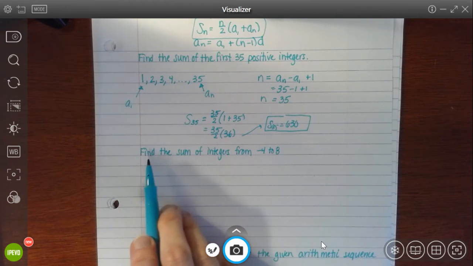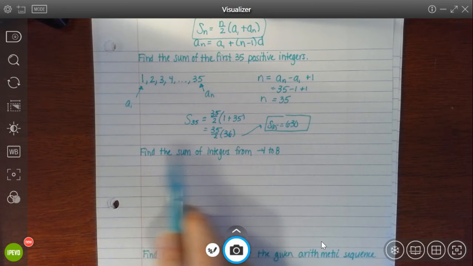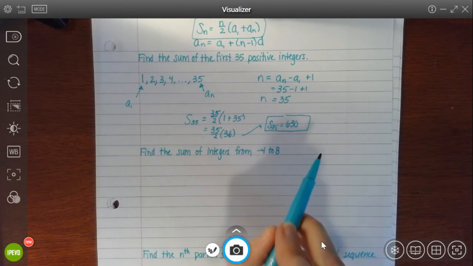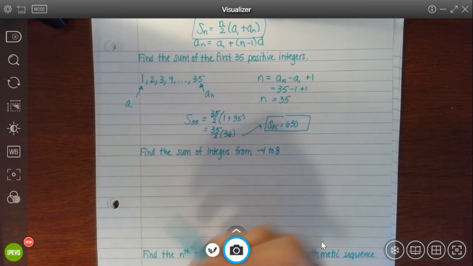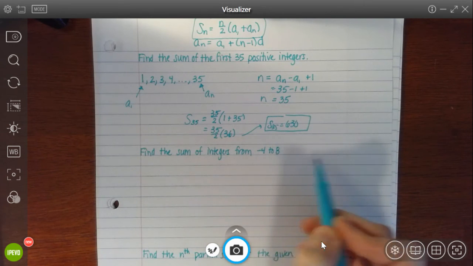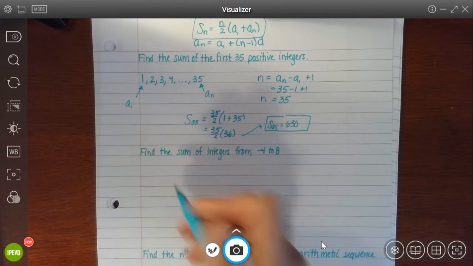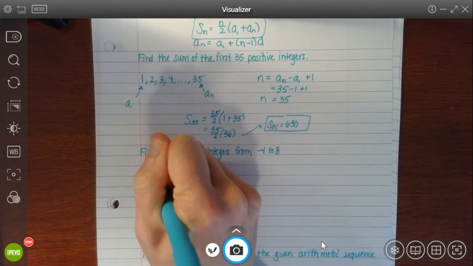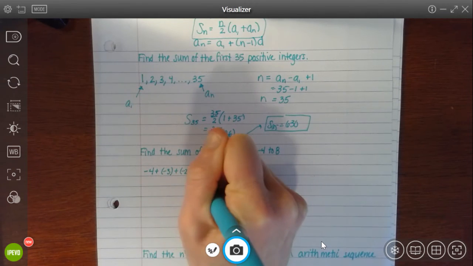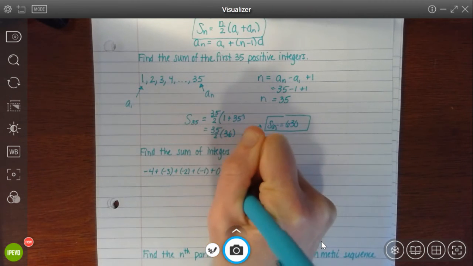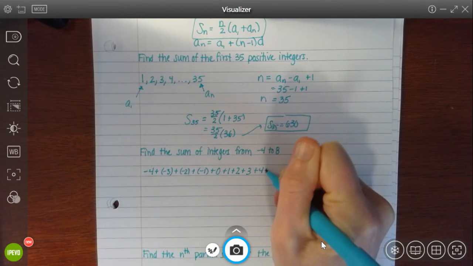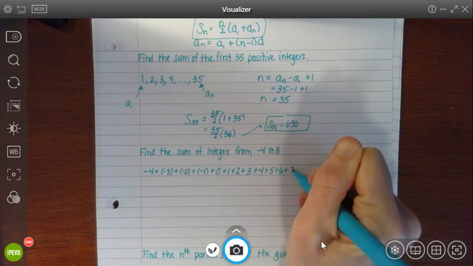All right. So similar things happening in this next problem. Again, they're telling me to find the sum of the integers from -4 to 8. Now, again, integers create an arithmetic sequence because they constantly increase by 1 every time. So again, if I were to think about this list, I would be taking -4 plus -3 plus -2 plus -1 plus 0 plus 1 plus 2 plus 3 plus 4 plus 5 plus 6 plus 7 plus 8.